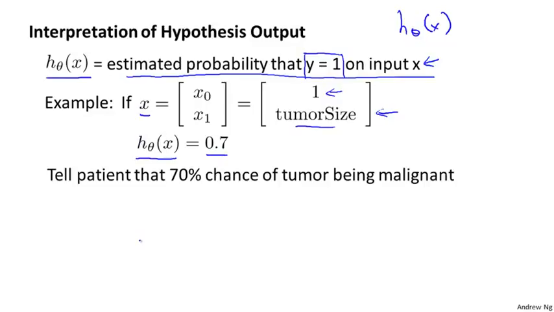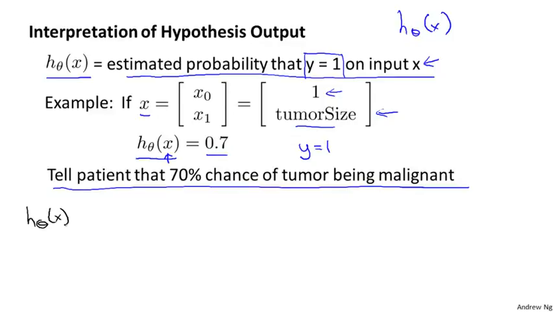I'm going to interpret my hypothesis as follows. I'm going to say that this hypothesis is telling me that for a patient with features x, the probability that y equals 1 is 0.7. In other words, I'm going to tell my patient that their tumor, sadly, has a 70% chance or a 0.7 chance of being malignant. To write this out slightly more formally, in math, I'm going to interpret my hypothesis output as p of y equals 1 given x parameterized by theta.